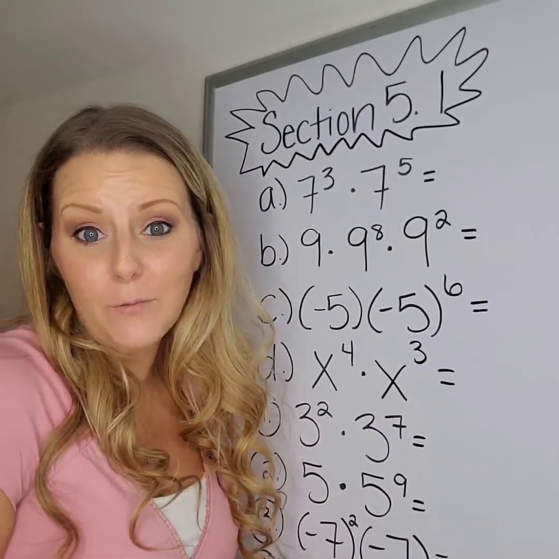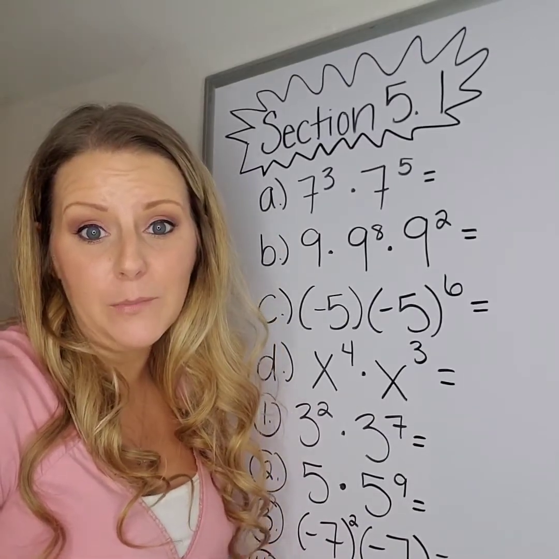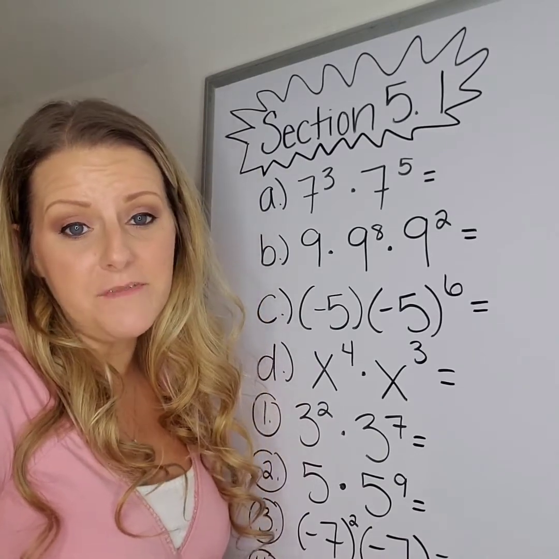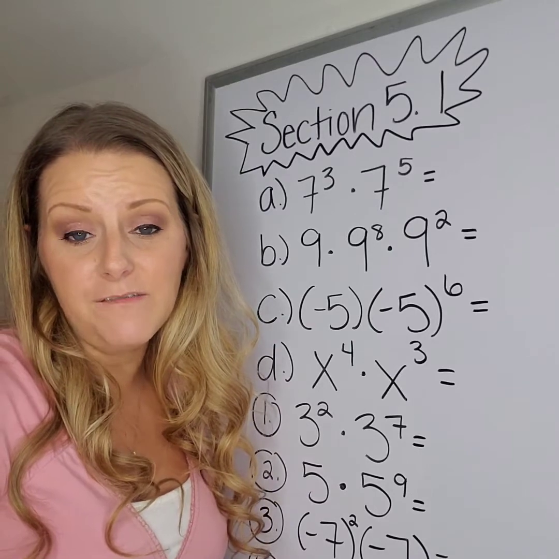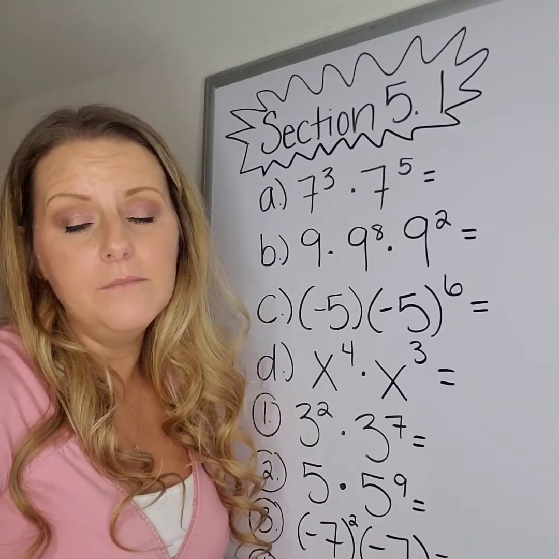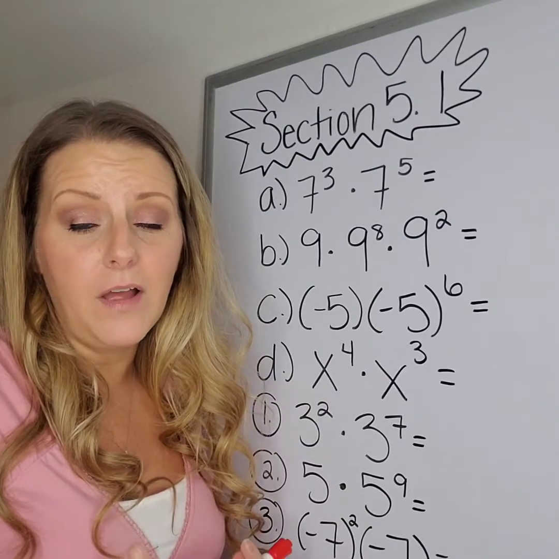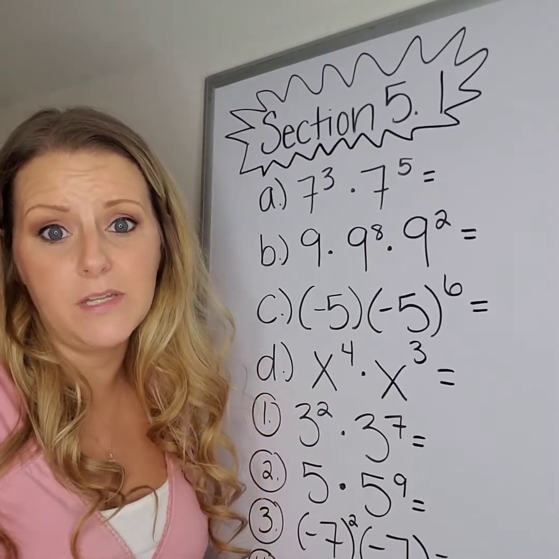So this is Algebra 1B. In Algebra 1B we do chapter 5, 6, and 7. So we're starting in on chapter 5 and we're going to be working on section 5.1 today. This chapter is all about properties of exponents, so you're going to see exponents and stuff.